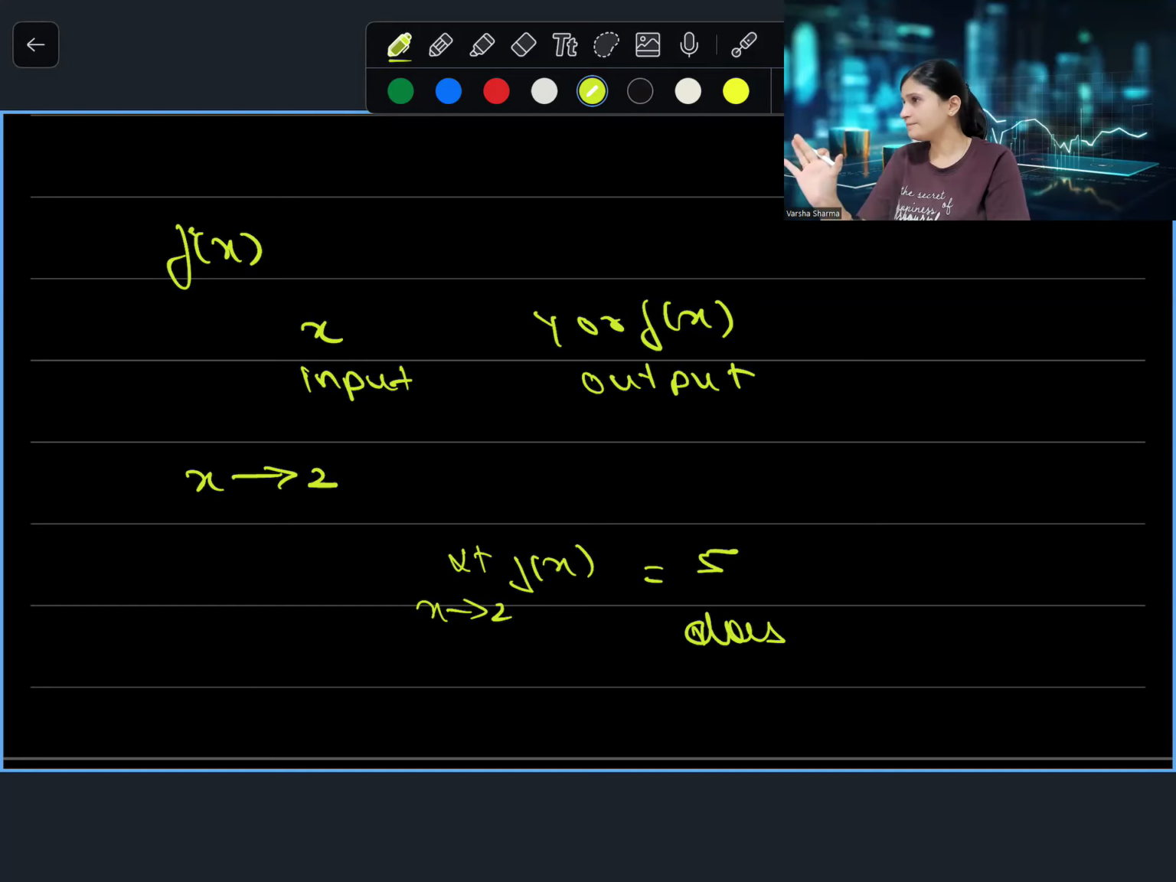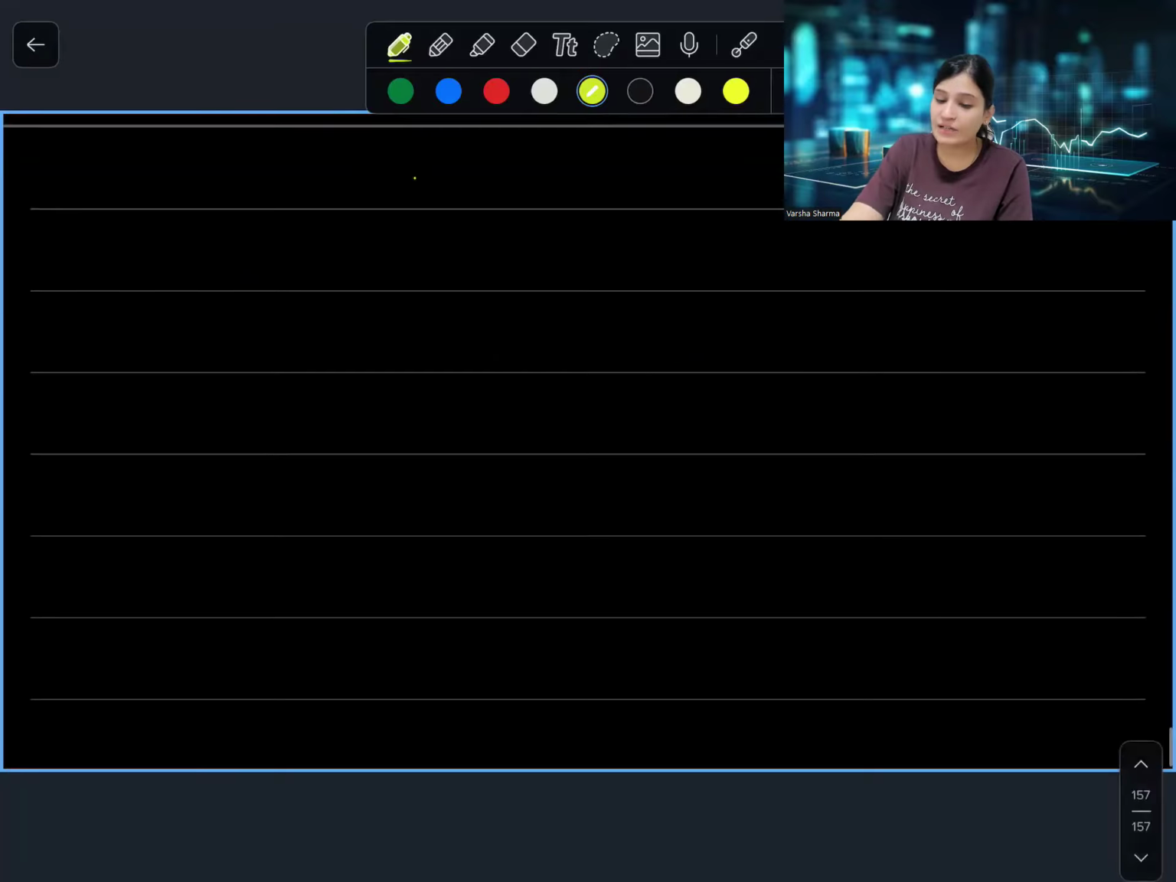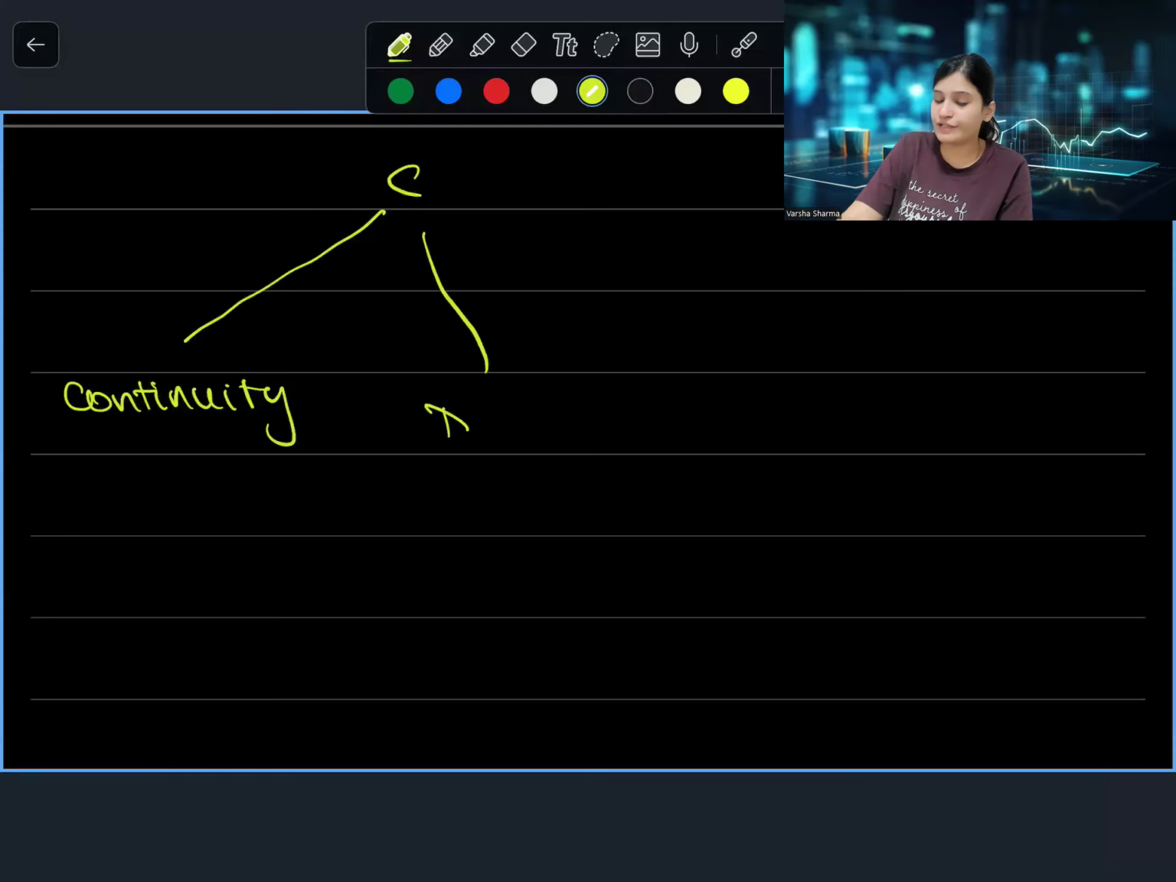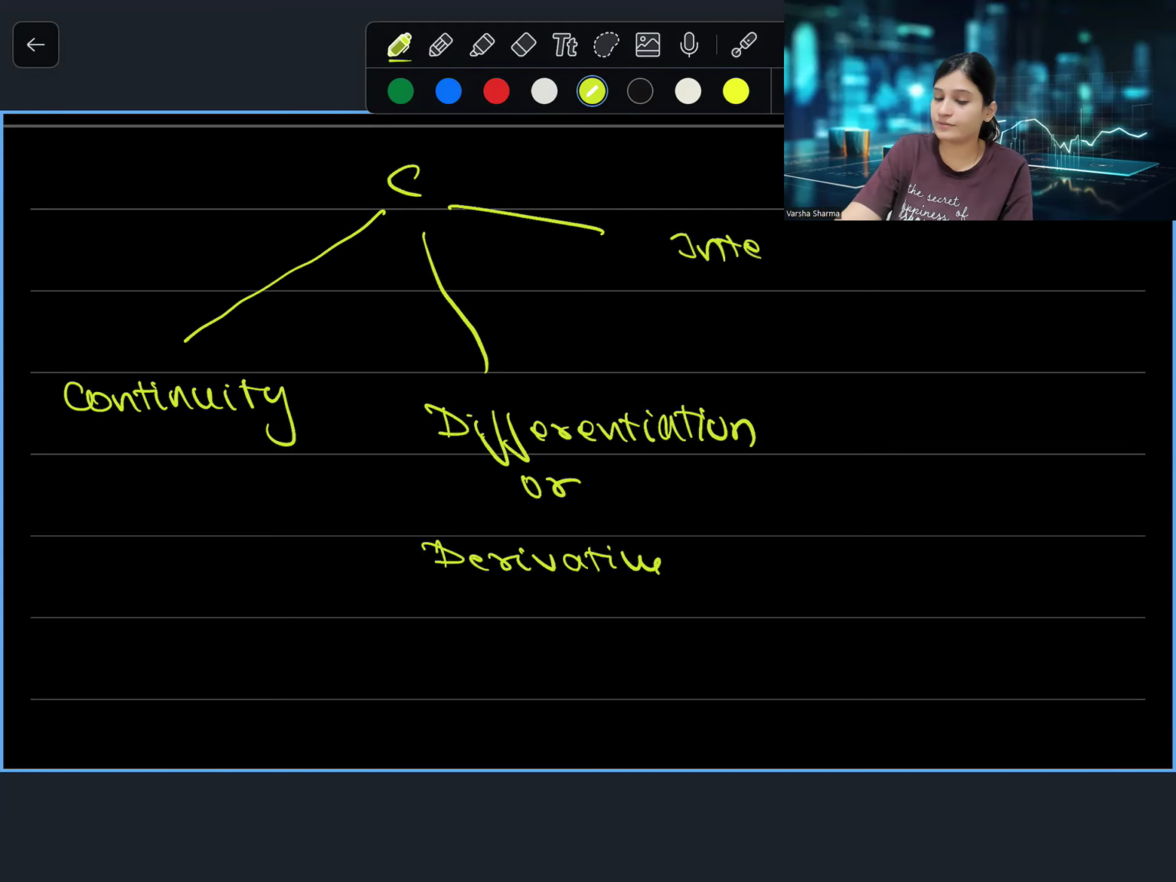So what does calculus help us do? Calculus helps us to understand graphical properties of a function with the help of algebra without actually drawing the graph of the function. Clear? Now, when we talk about calculus, there are three things: continuity, differentiation or derivative, and third is integration.